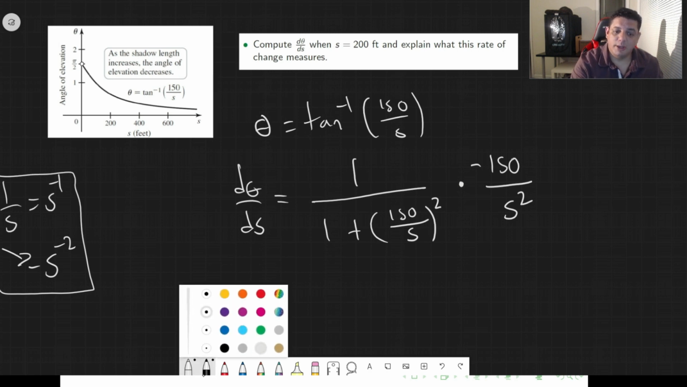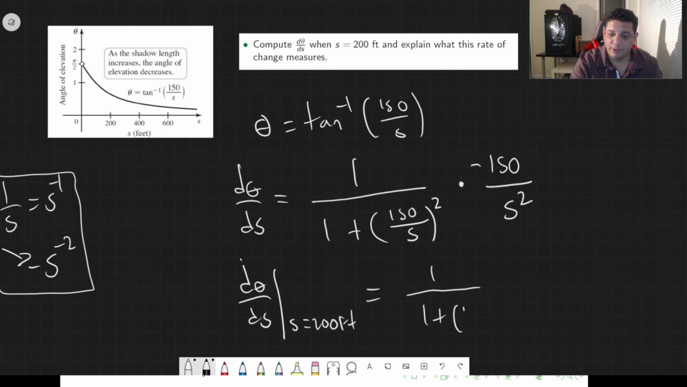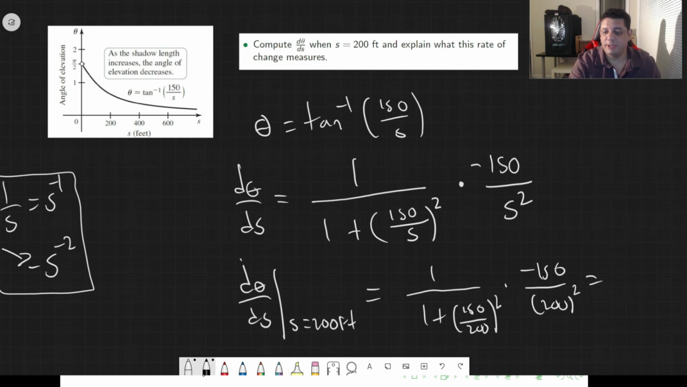Now, we have the dθ/dx, and so we can calculate what that value is going to be when we get to 100 feet. And so this is going to give me the variation of the angle with respect to the shadow when the shadow is 200 feet. And that's going to be 1 over 1 plus (150 over 200) squared, times 150 over 200 squared. And of course, here it's a matter of simplifying what that value is going to be. And I leave that calculation to you.